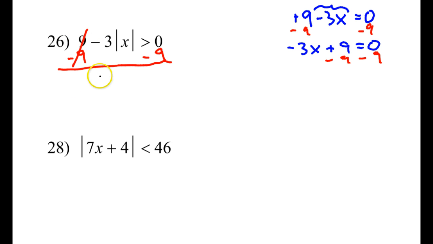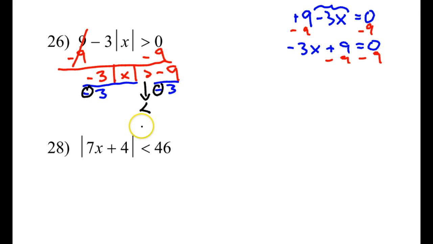So we got to subtract 9 on both sides, divide by -3, greater than -9. And we just switched the sign because we divided by a negative right here, right? Anytime you multiply or divide by a negative, switch that sign.